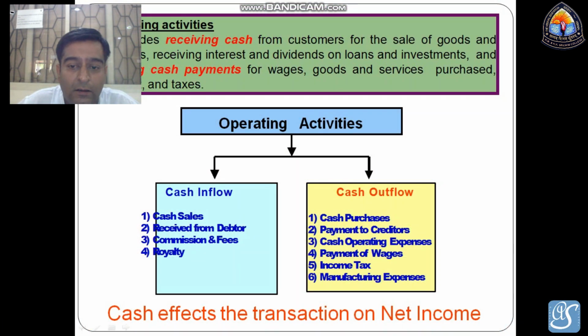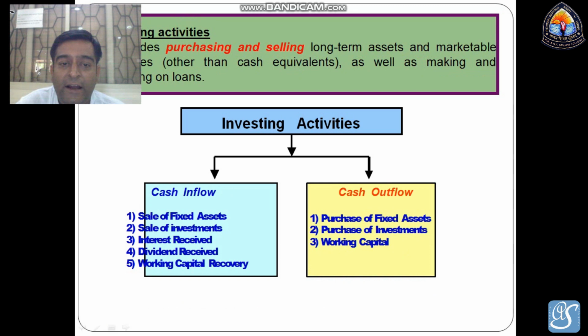Again, now we discuss the three activities one by one. Operating activities, cash inflow: any cash sales, receipt from debtors, commission, fees, royalty. Cash outflow: cash purchase, payment to creditors, cash operating expenses, payment of wages, income tax, manufacturing expenses. So these are the cash effect of transactions on net income. So that is operating activities.